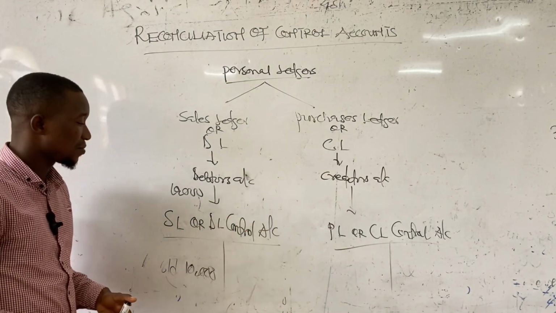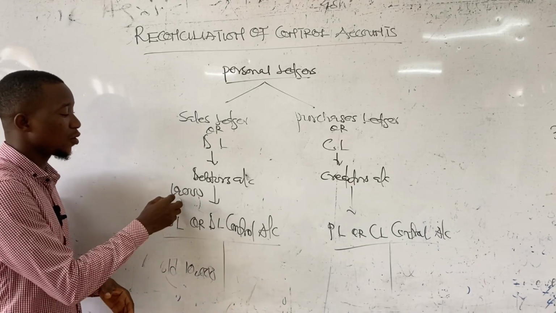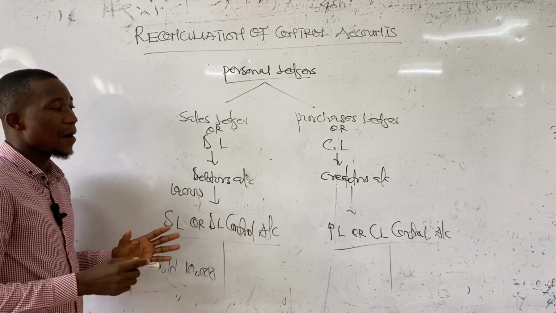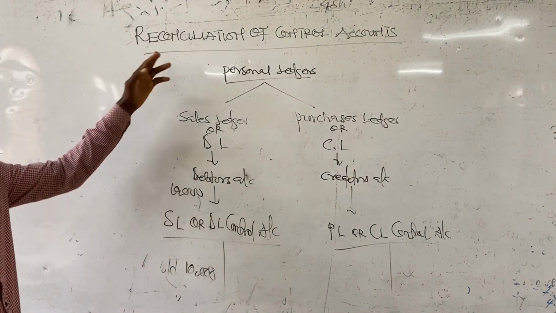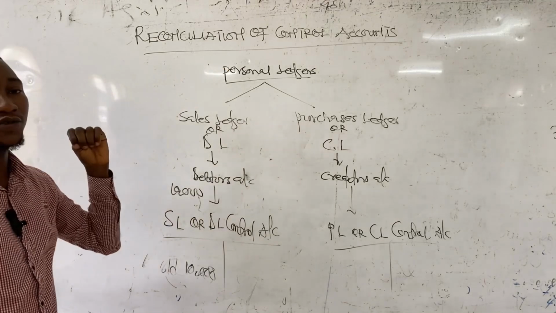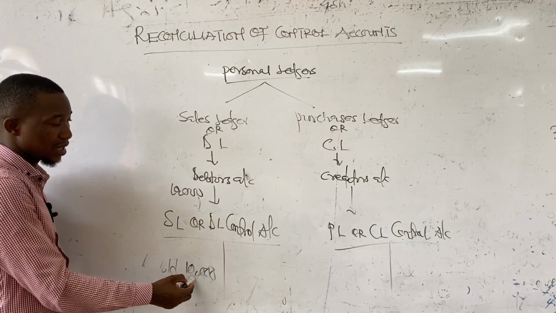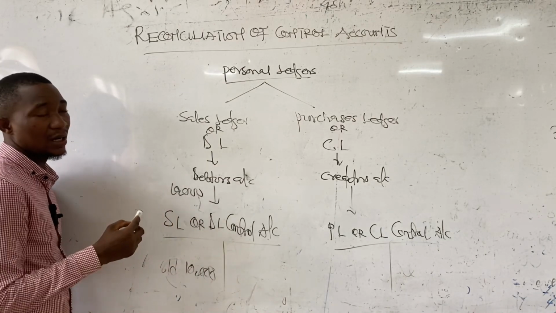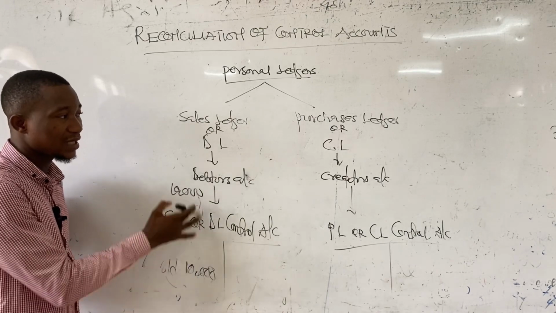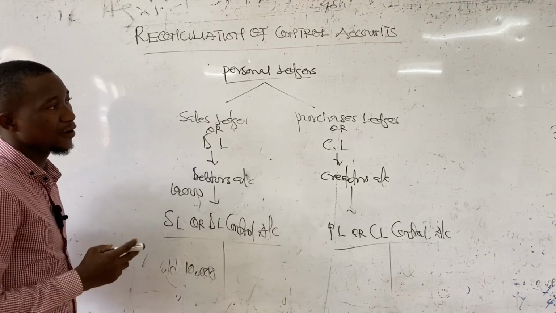But sometimes when we prepare the control account, the closing balance that we ascertain might be different from the closing balance of all the individual debtors accounts in the sales ledger. When it happens this way, then we have to reconcile. Is that okay? That is why we have to look at reconciliation of control account. We are reconciling the closing balance of the control account against the individual debtors balances, to make sure that they all agree. So this is the basic concept of reconciliation of control accounts.